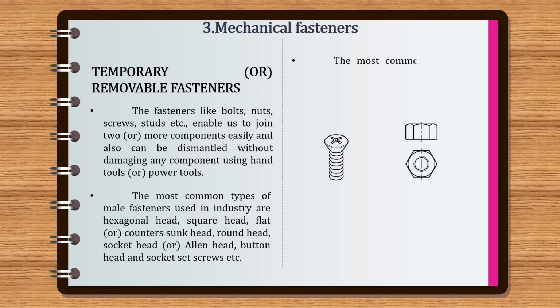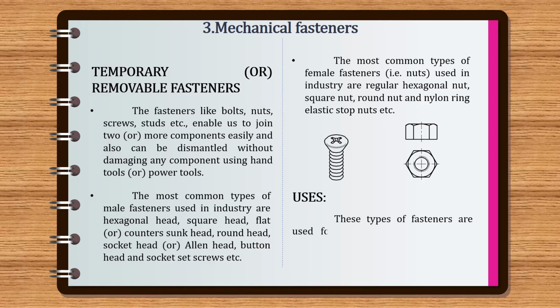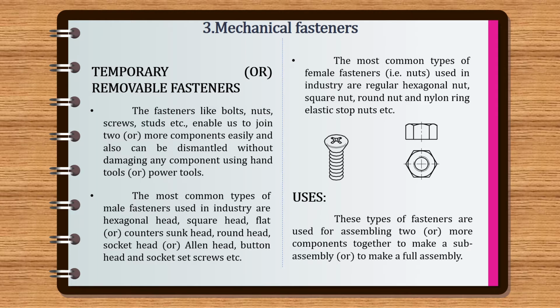The most common types of female fasteners, that is, nuts, used in industry are regular hexagonal nut, square nut, round nut, and nylon ring elastic stop nuts, etc. And the uses of temporary fasteners are: these types of fasteners are used for assembling two or more components together to make a sub-assembly or a full assembly.